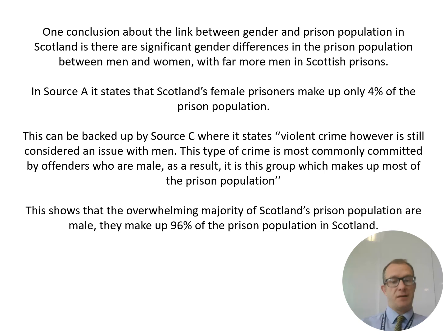So, this would get 3 marks. How? The conclusion is that there are significant gender differences in the prison population between men and women, with far more men in Scottish prisons. So you looked at the sources and you worked that out. Then that conclusion at the top would gain 0 marks. The first mark is unlocked by giving the first example from source A. The second mark is unlocked by giving another example about how more men are in prison. And the final mark is unlocked by adding a little comment about what this shows, that the overwhelming majority of Scotland's prison population are male. They make up 96% of the prison population in Scotland.